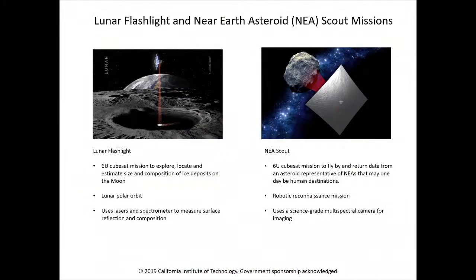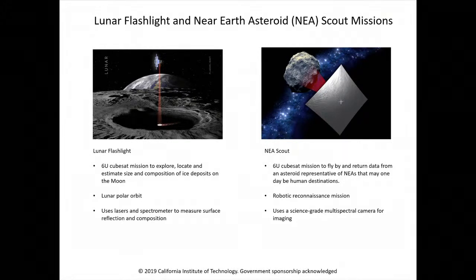So just a little bit more about the Lunar Flashlight and NeoScout CubeSats. Lunar Flashlight is a mission to go to the moon. We're going to orbit the moon and fly by the southern pole very close. As we're flying by, we're going to be collecting data from the southern pole using the laser and spectrometer system on board to help us better understand the makeup of the southern pole, and understand if there is water content there.